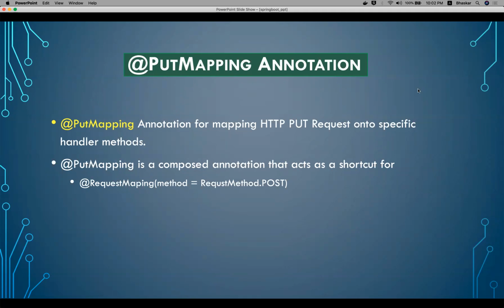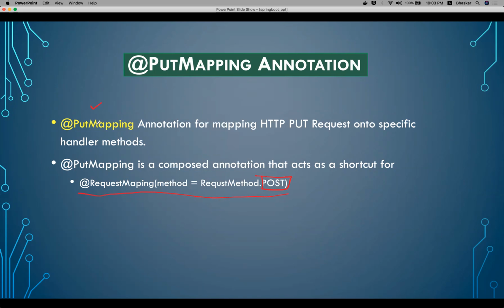Previously, while developing Spring MVC applications before Spring Boot, we used to follow another way. This is the shortcut notation. Instead of PutMapping, you can use @RequestMapping with method equal to RequestMethod.PUT. PutMapping is the shortcut, so you no need to write the full method equal to. You just use PutMapping and provide a specific URL. I hope you are clear what PutMapping is.